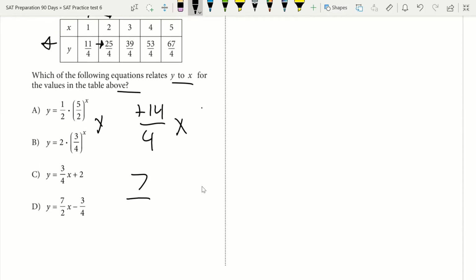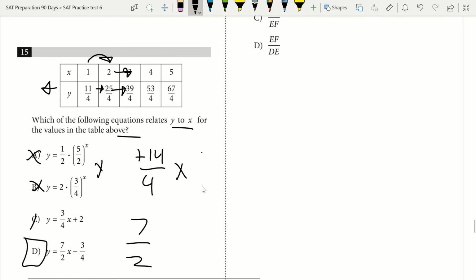check that because I see that my only option here with that same slope... these are exponential, so they're going to be wrong because I see I also go up by 14 over 4 going from 2 to 3, so I know I'm going to be dealing with a linear. The only one with that same linear slope is D, so D is going to have to be my answer for 15. Okay, now I got question 16.